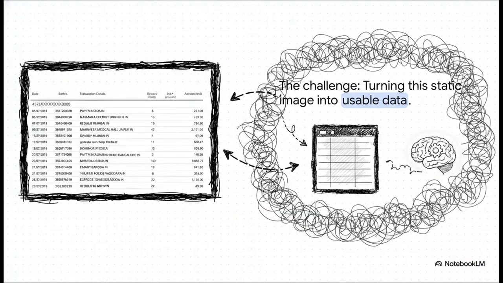Okay, so imagine you get this. It could be a bank statement, a report from a colleague, whatever. It's just a static image. You can see the numbers, sure, but you can't sort them, you can't add them up, you can't make a chart. It's basically useless as data. Your only option, traditionally, would be to roll up your sleeves and start typing.